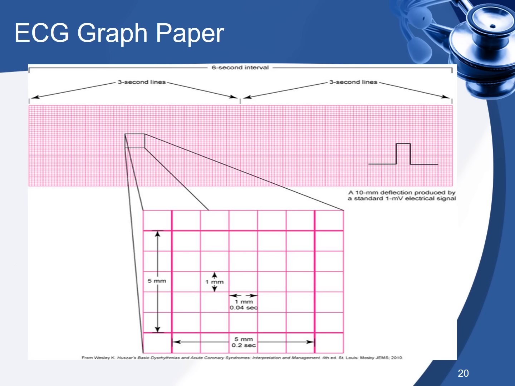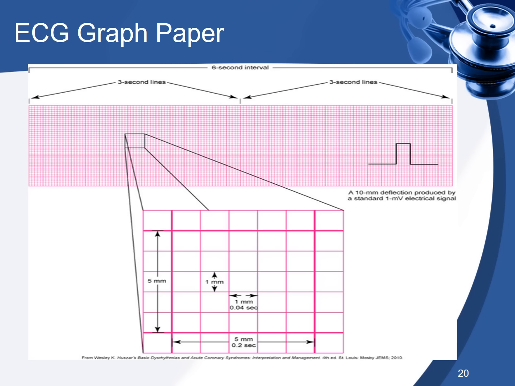So here is the graph paper. As you can see, each big box has 5 little boxes up and 5 little boxes across. So remember that the horizontal axis is the timing. So 5 millimeters or 0.2 seconds. Each little box is 0.04 seconds. So remember that if you need to measure distances, timing, this is how you're going to do it.